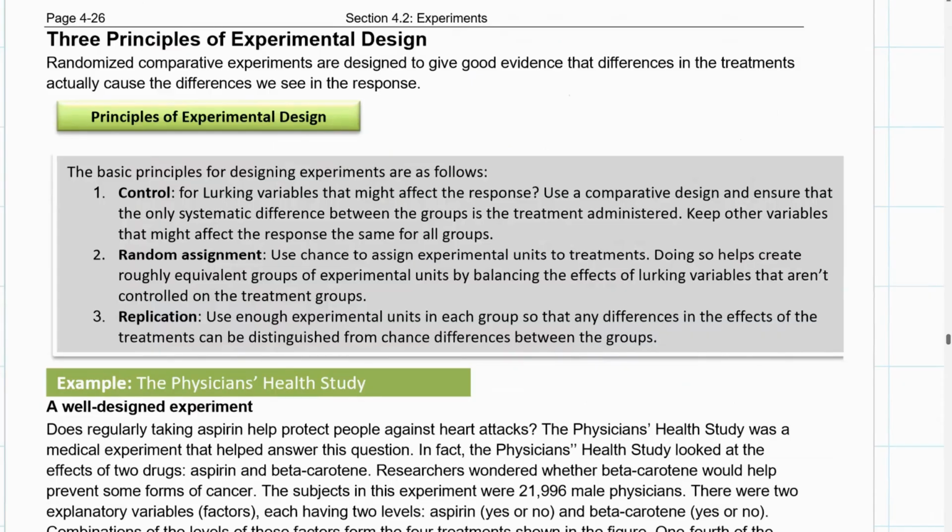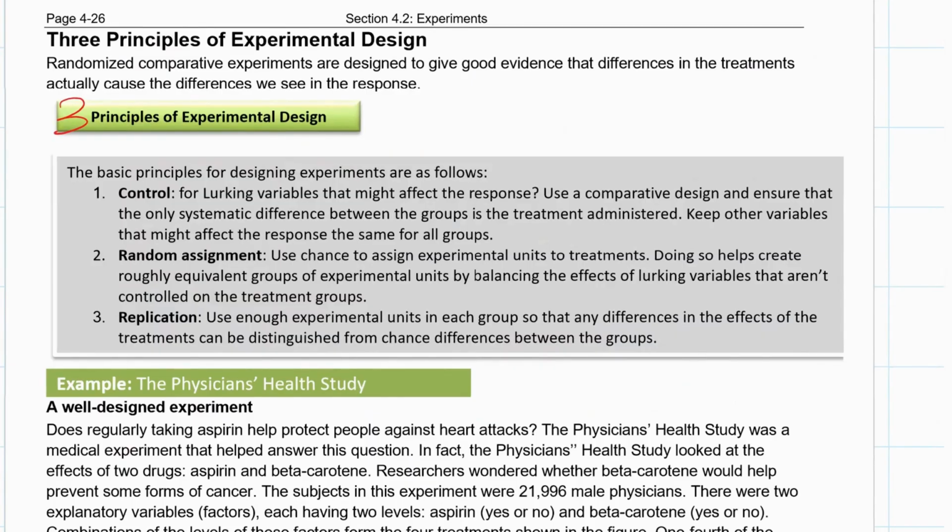When we do these experimental designs, College Board really wants to make sure that you focus on the big 3 principles of experimental design. Item number 1 is control. The control for lurking variables. A comparative experiment ensures that the only systematic differences between groups are the treatments administered. So the 2 groups should be as alike as they can be, and we use random chance to do that. And they get 2 different treatments, and that should be the only true difference between the 2 groups.